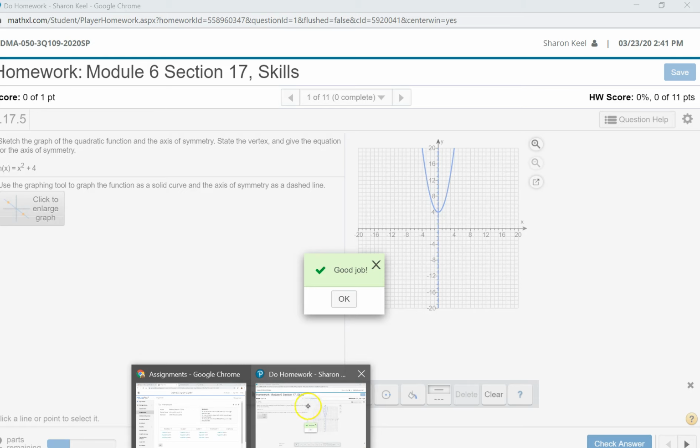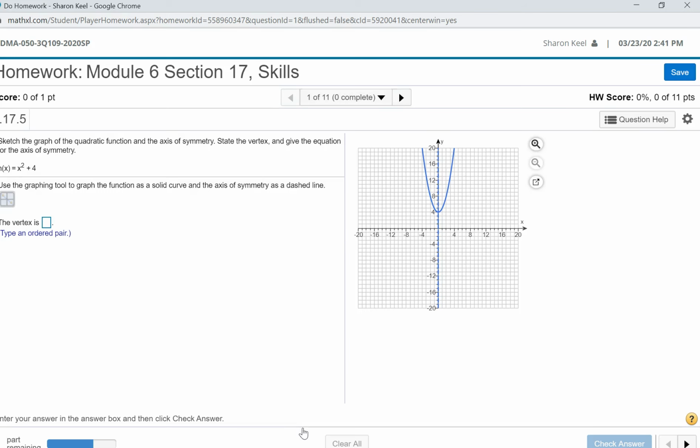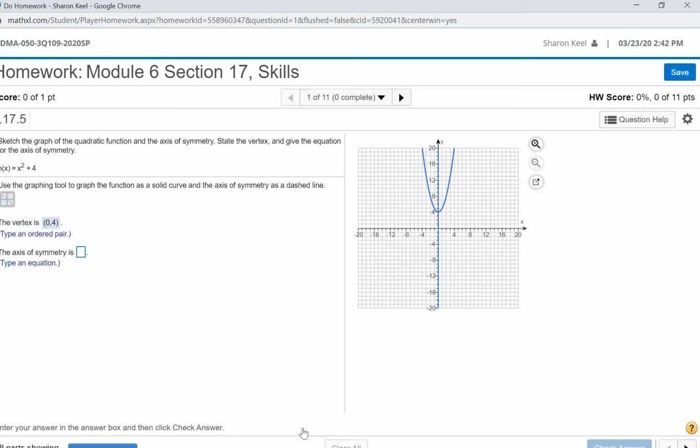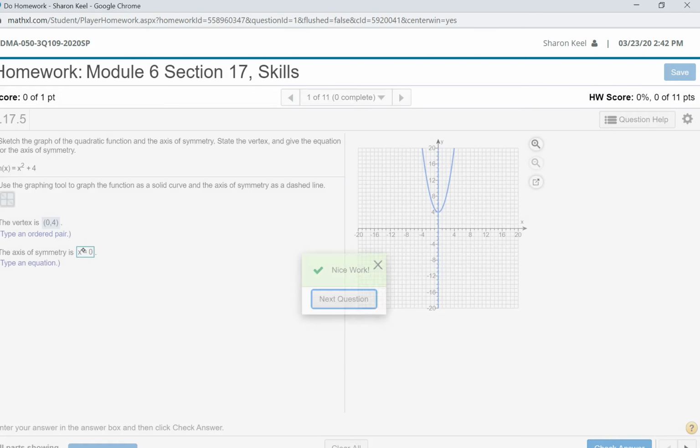Let's come back here. Now it's asking me what is the vertex. So my vertex here was 0 and 4. That was my ordered pair. And now it says the axis of symmetry is, this is where our equation is going to be x equals, and the x value of this ordered pair was 0. So x equals 0 is what I'm going to use. That's my equation for the axis of symmetry.